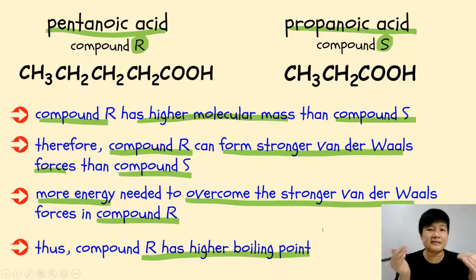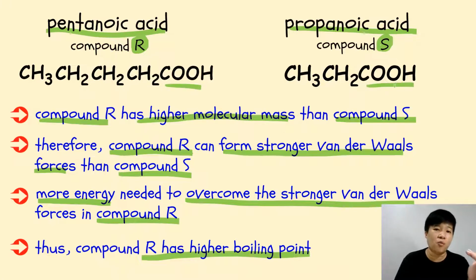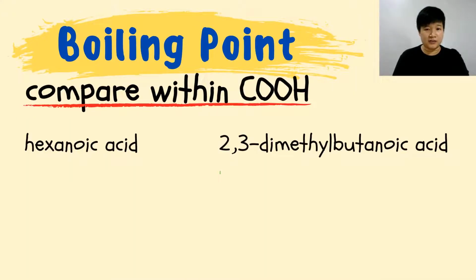Simple. It's the same thing as what you have learned previously, but right now is about carboxylic acid. And we can discuss the factor of molecular mass because they have the same carboxylic acid group. Both are having one COOH. So we cannot discuss about the first factor. We move on to the second factor. Okay? Another example for your carboxylic acid.